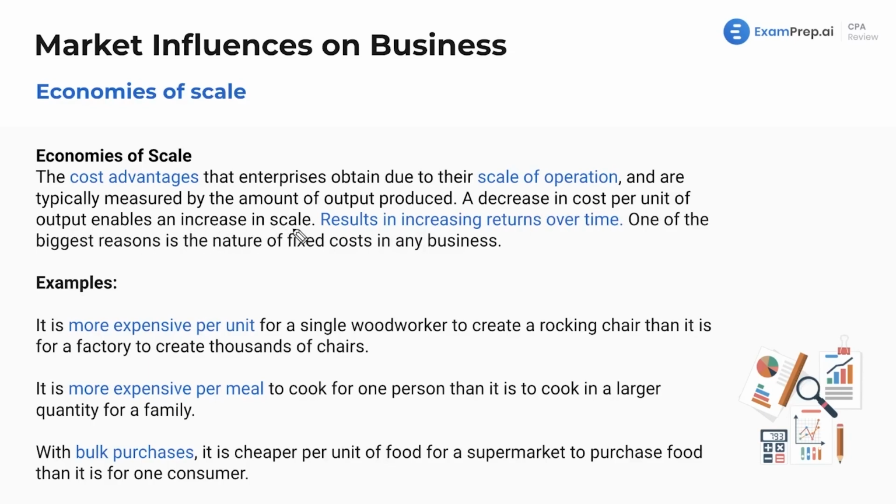Right? It's much cheaper for me to make a million chairs than it would be per chair to make just one chair. Because if I can establish a factory, get insurance, right, all of that per chair, it's going to be much cheaper to produce. So this results in increasing returns over time. One of the biggest reasons is that the nature of fixed costs in any business are going to be allocated to that business regardless of how many you make.